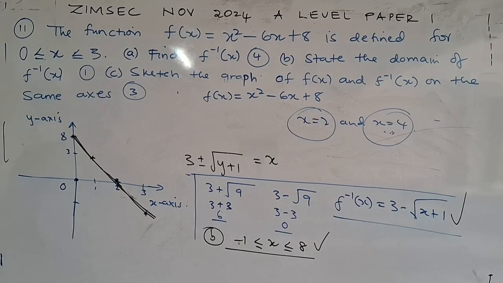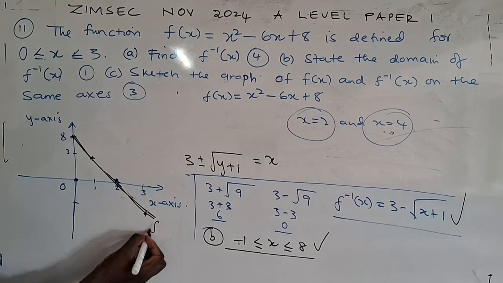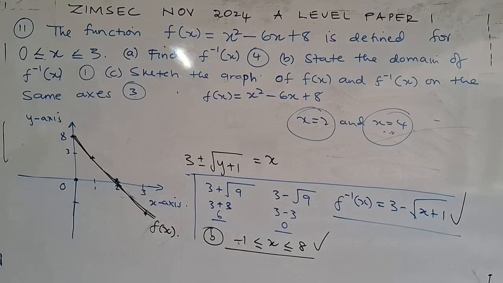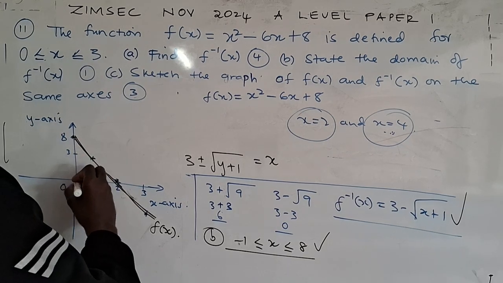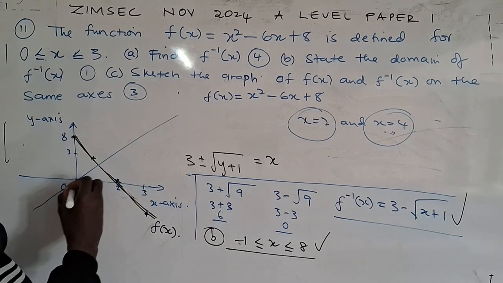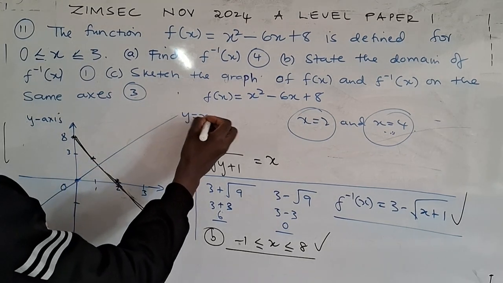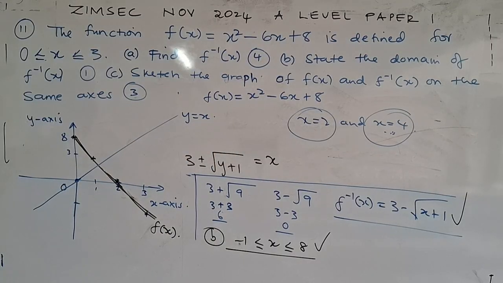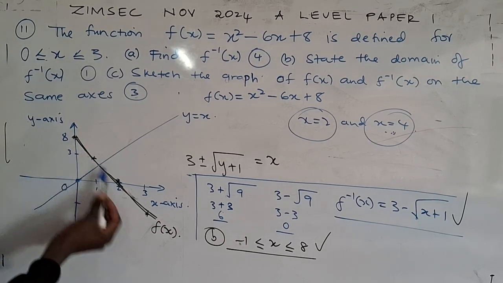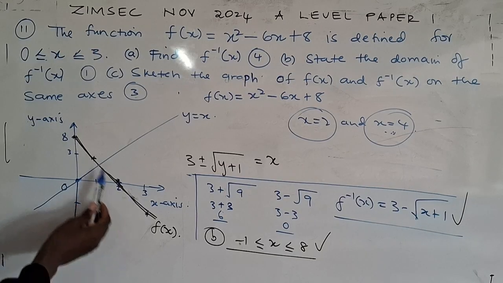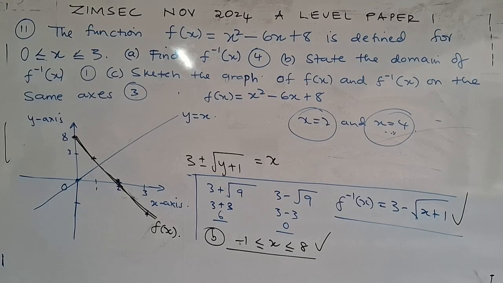What are you supposed to do now? This is the graph of f of x. In order to find the graph of the inverse, you reflect this graph in the line y is equal to x. This is the line y is equal to x. What will happen to this graph if you reflect it in this line?